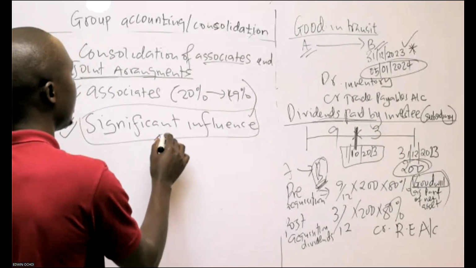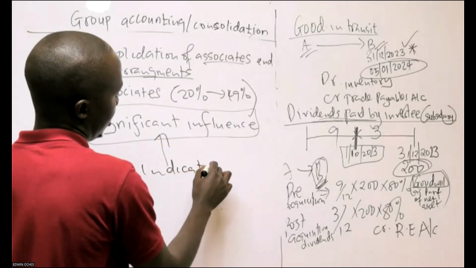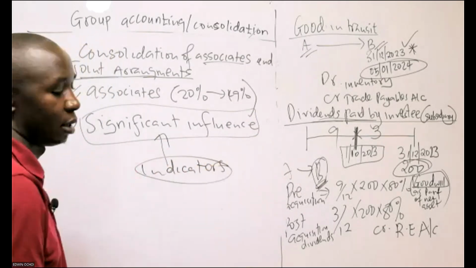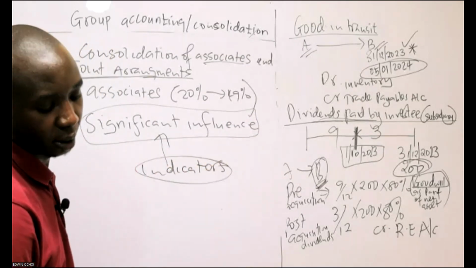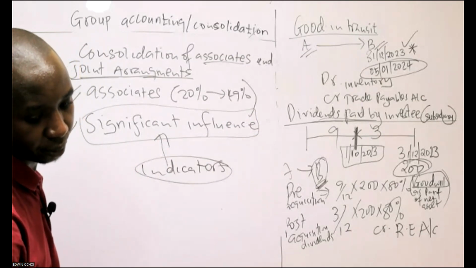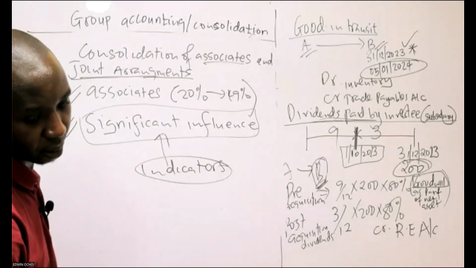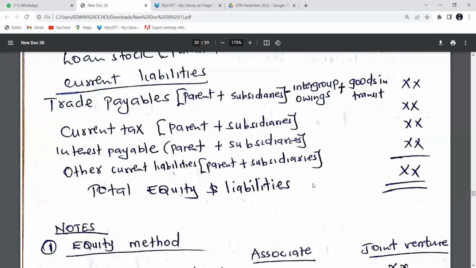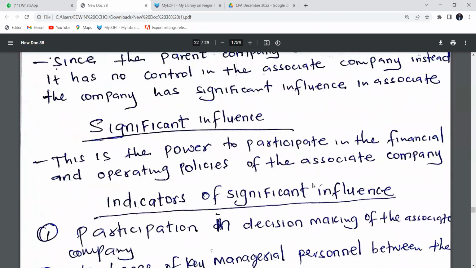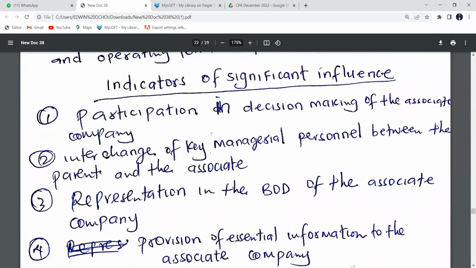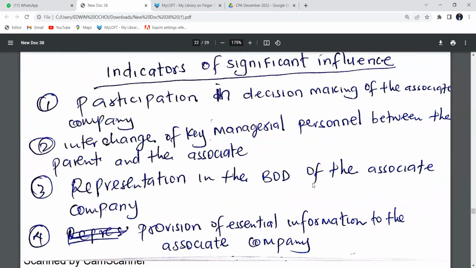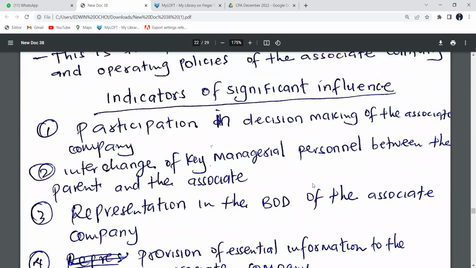Of which you need to know the indicators of significant influence. These indicators are: participation in decision making, interchange of key managerial personnel, representation on the board, and provision of essential information. So those are the indicators.